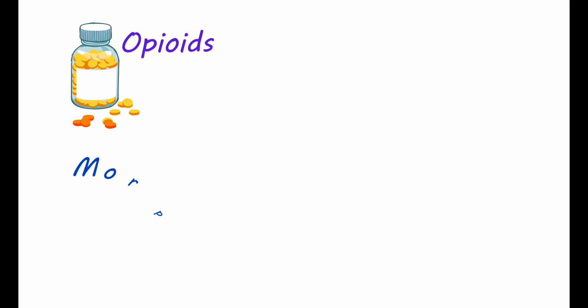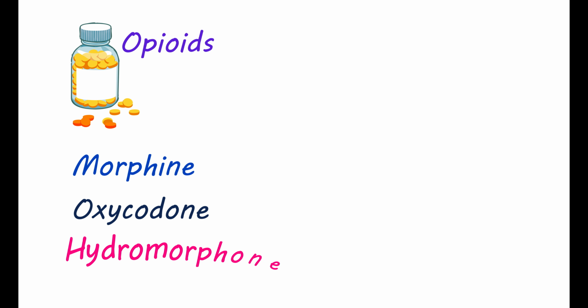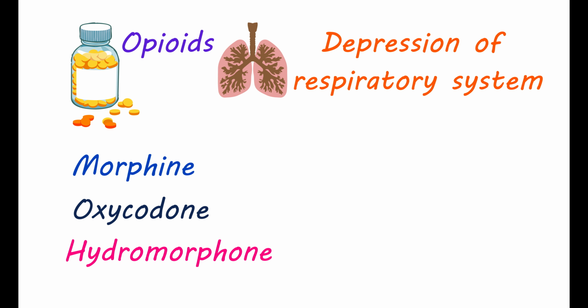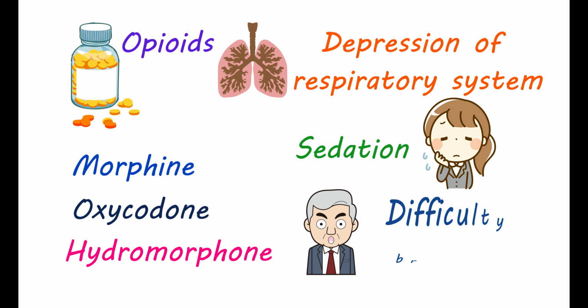Especially opioids like morphine, oxycodone, and hydromorphone are used to control severe pain when other analgesics are not effective. If they are combined with gabapentin, it can cause a significant depression of the respiratory system. This can cause severe sedation and difficulty breathing. Therefore, such combinations should be better avoided.